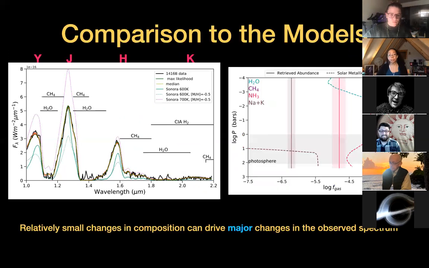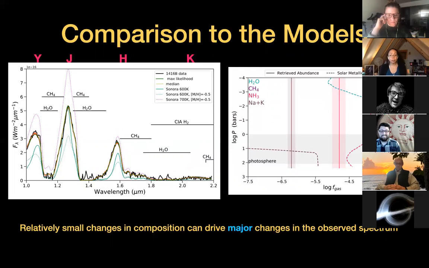When we look at 1416B's spectrum compared to our retrieval and grid models, we see again that our retrieval is doing a better job. The low metallicity grid model is doing a good job at fitting the data in the H and K band, but it's struggling to fit it in the Y and J. And we see the solar metallicity 600 Kelvin model does a good job in the J band, but struggles to fit elsewhere.